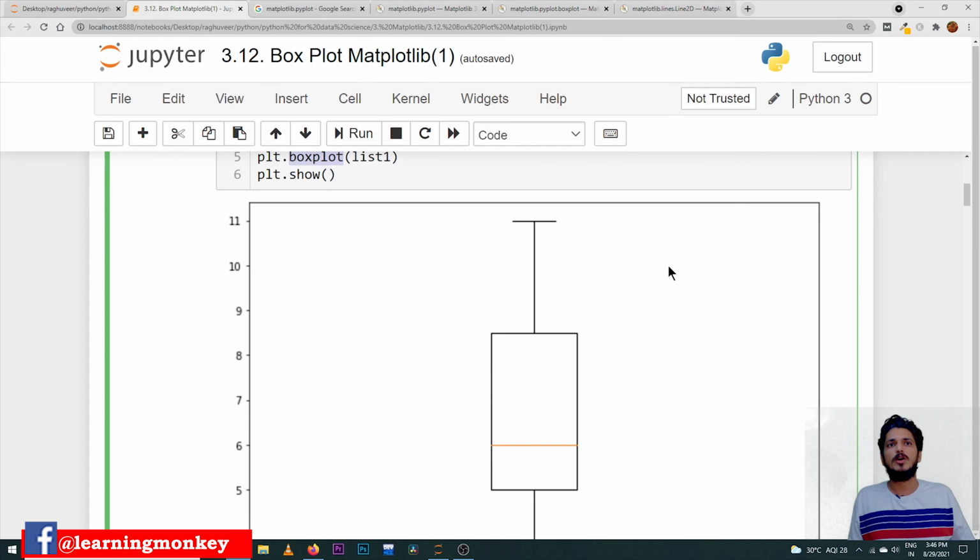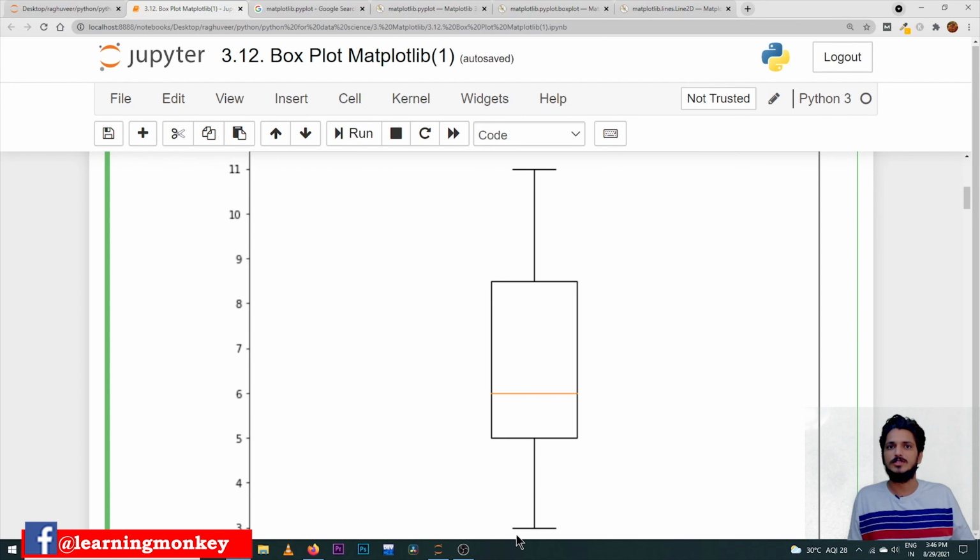This is how the box plot looks like in our data set. From our data set, this orange line shows the median value. Median value is 6. In the box, the bottom line, wherever the arrow mark is, shows the first quartile, and this line shows the third quartile.